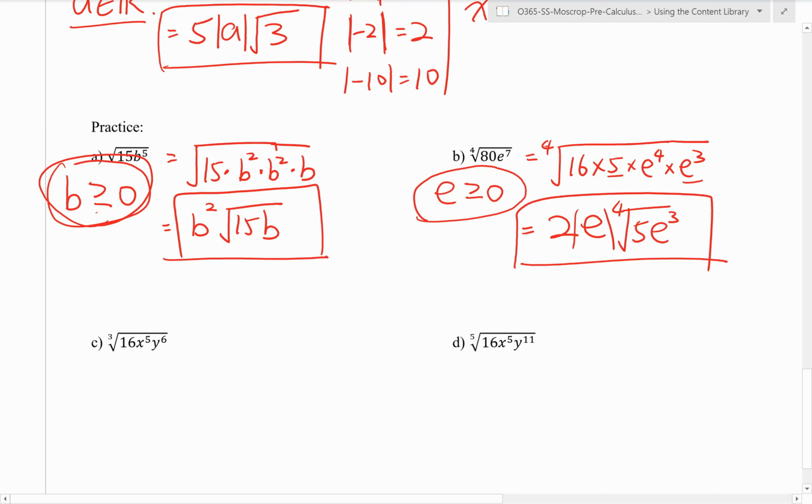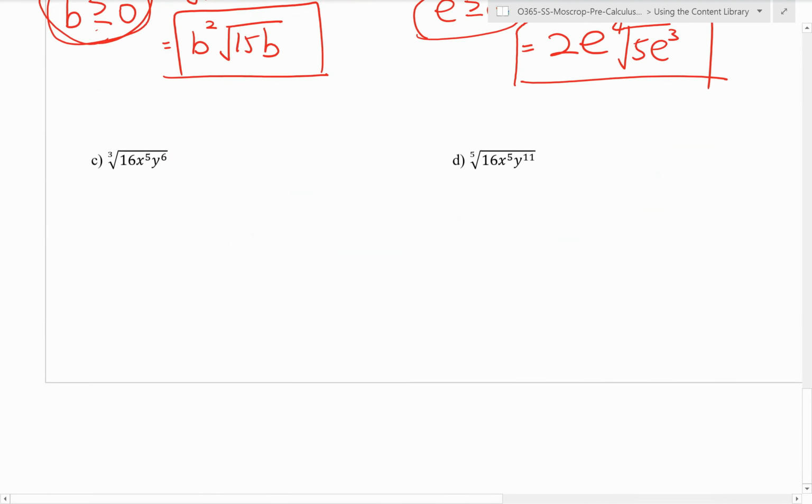Because, I mean, the same situation as the square root, when this is just e, not a square, it could be negative. Okay, so be careful. If you define it, you don't need to worry about absolute value sign. If you don't define it, then in that case, you'll definitely need it. Okay, so last 2 questions for you to practice. Good luck.